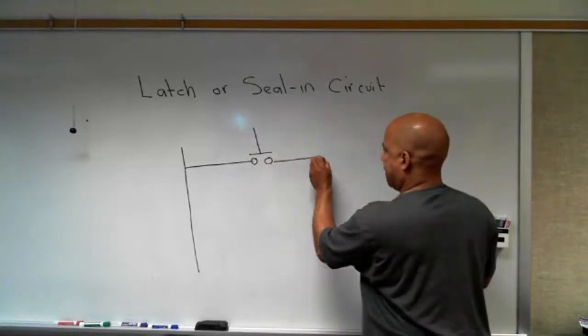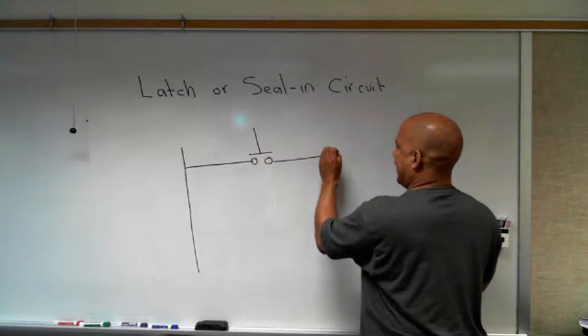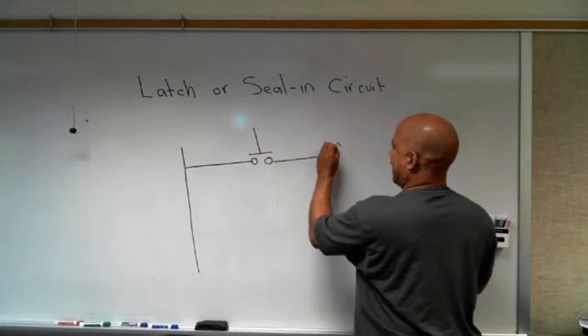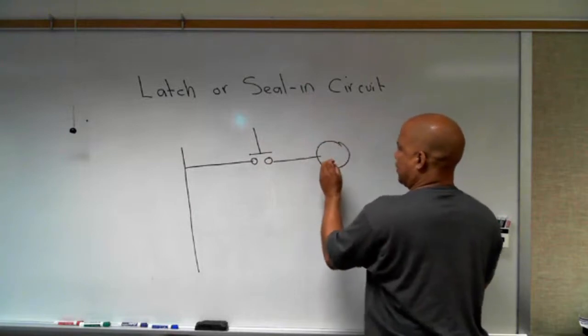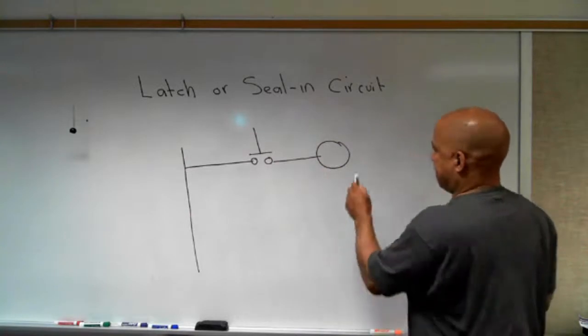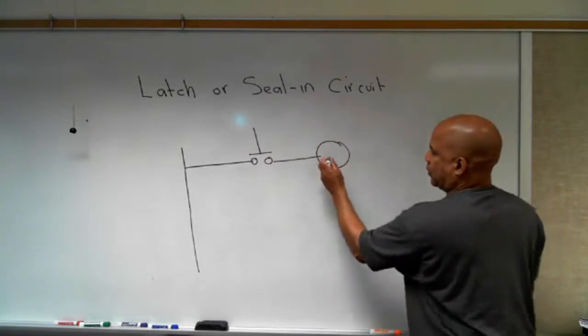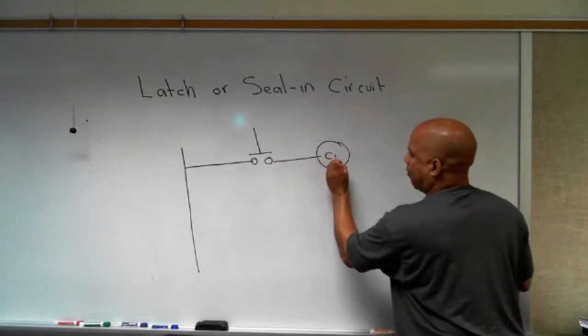And then over here, I have a relay contact. I'm going to make the relay contact a circle. So there's a relay contact. This is a relay coil, so I'll just put coil. We'll say CR1.